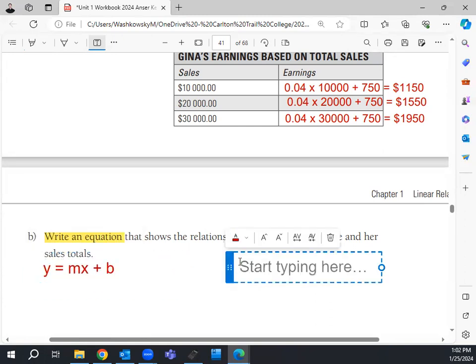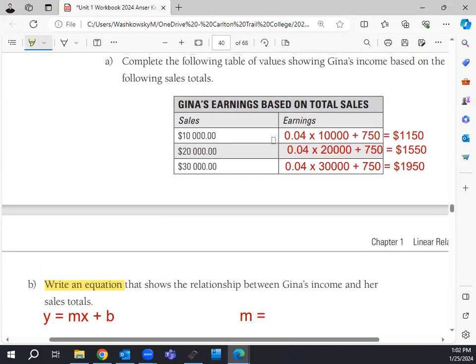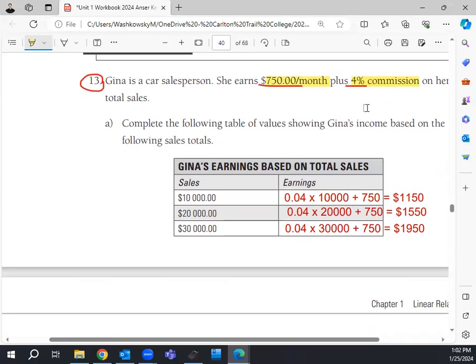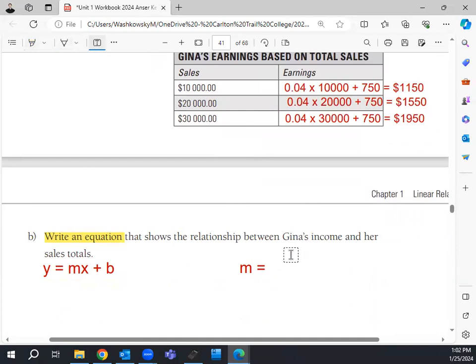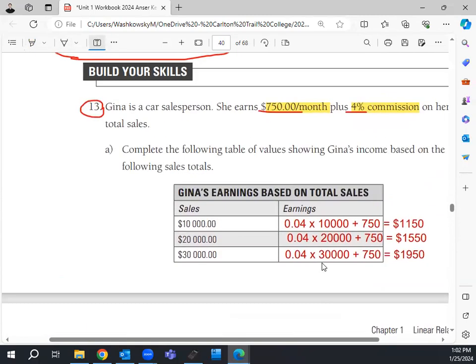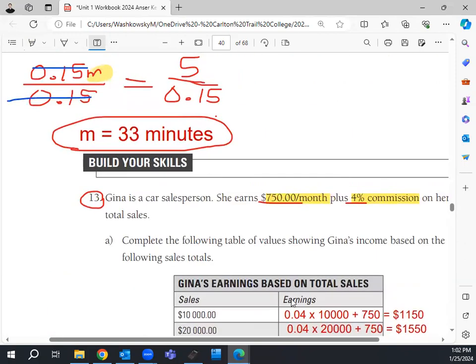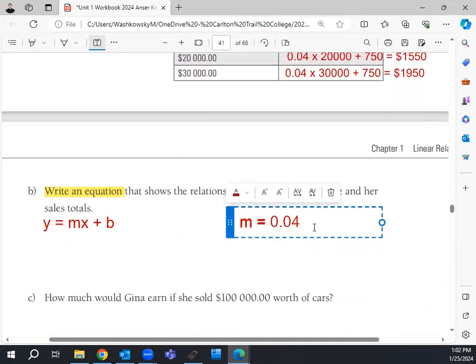So let's think about this, right? M is our slope. So the slope is going to be how it changes over time. Now, my question for you is, the only two things here that happen are her base salary plus her commission. Which of these can potentially change? The commission. So the commission is probably going to be our slope, right? Specifically, it looks like it goes up 4% for every, what was it? Oh, for every $10,000, right?